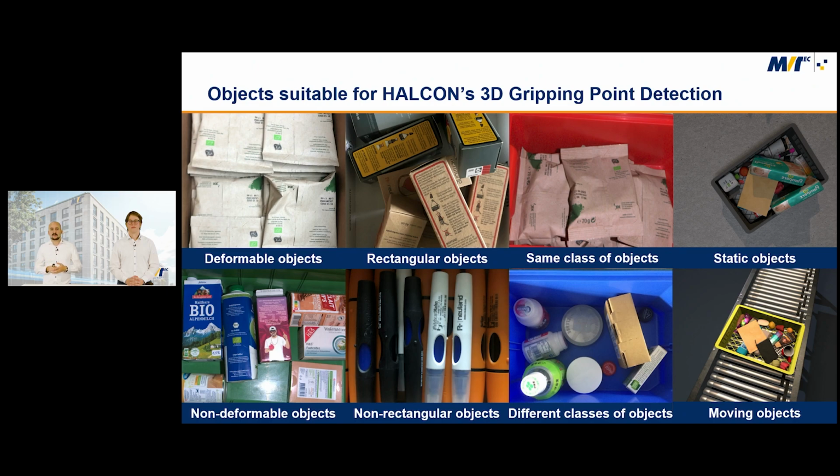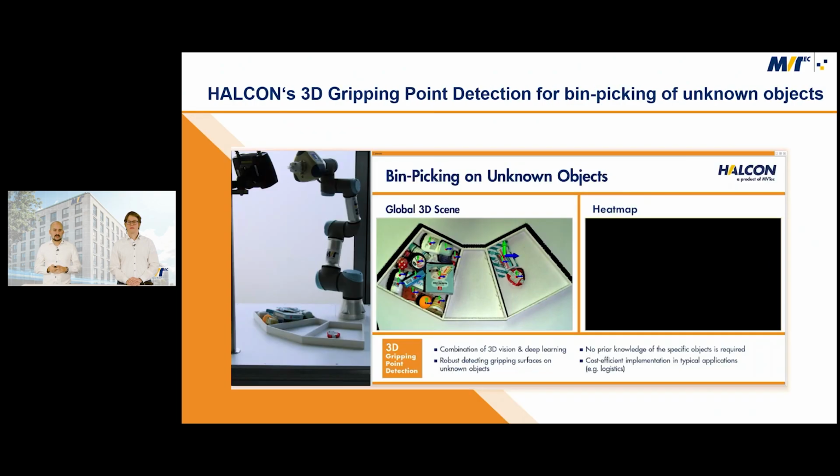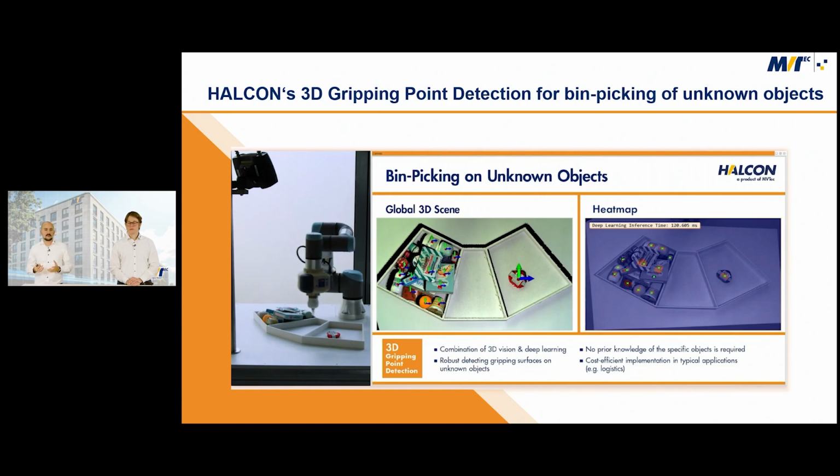Like I said before, same class of object, different class of objects, and the objects can be static, like in the image above, where you have a bin which is located at a certain position, or you have moving objects where you can also use this kind of technologies. We presented this feature already at the Vision show in Stuttgart as a demo, and for everyone who did not see this demo or was not able to join the Vision, we prepared a small video which shows you how this feature works live in action.